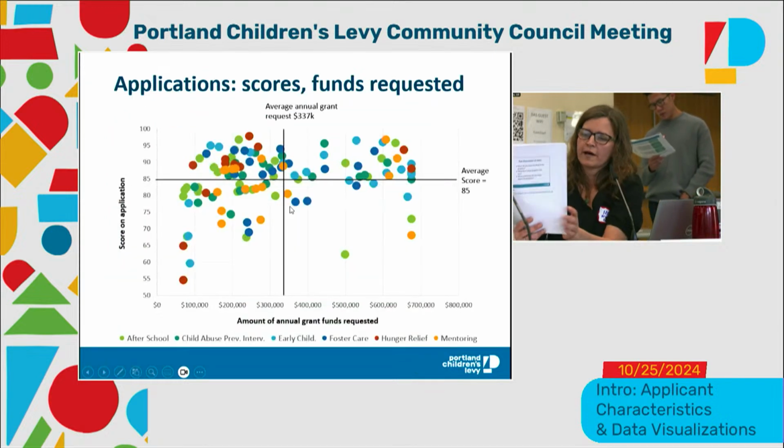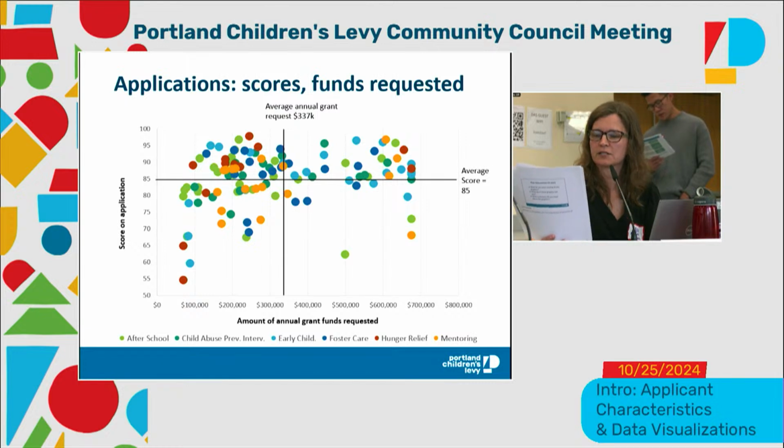we'll look at this graph. So this is a scatter plot. Each dot represents a single application from 2019. The graph shows the application score on the left-hand side. That's what that axis is. No application scored lower than 50, so that's why there's a 50 at the bottom there, and the highest score on an application was 98.